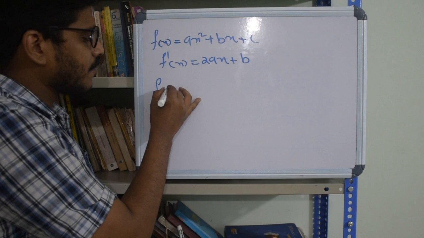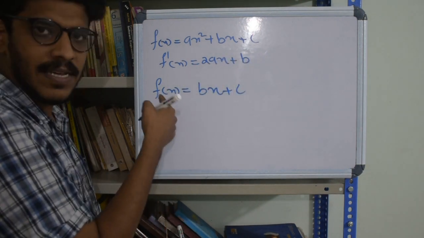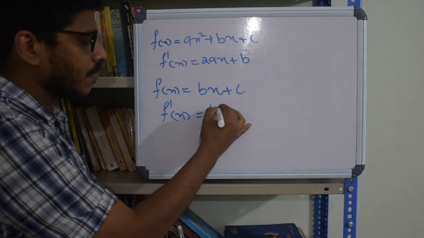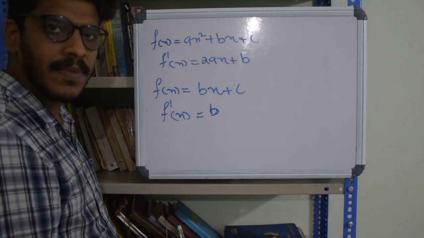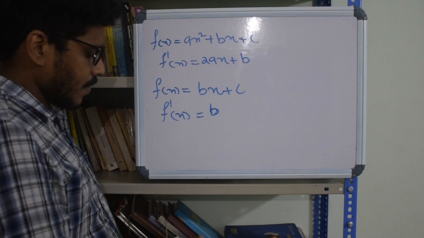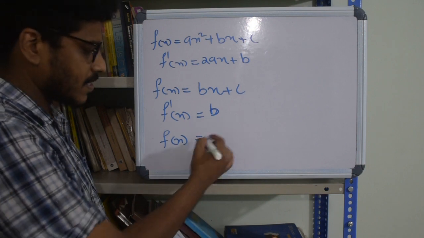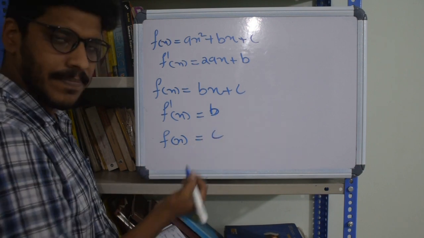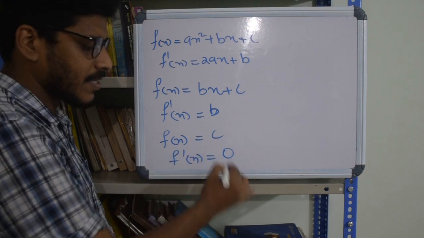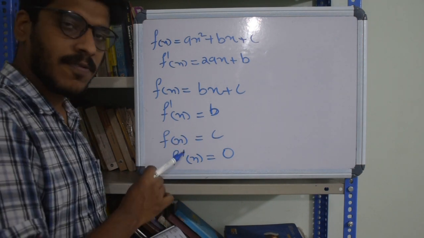Similarly, if f of x equals just a linear function bx plus c, we have seen this in our previous class, then the derivative f dash of x will be just b, since the derivative of a constant is 0. That's what we are going to explain. Let f of x be the function f of x equal to, say, c, a constant. Then f dash of x will be nothing but 0. So the derivative of a constant function is always 0.